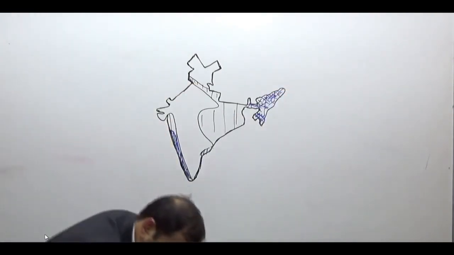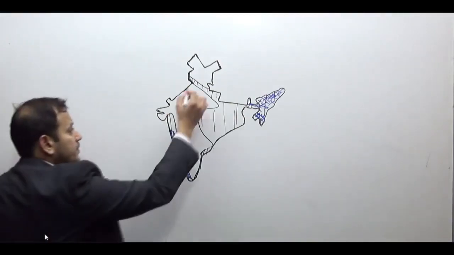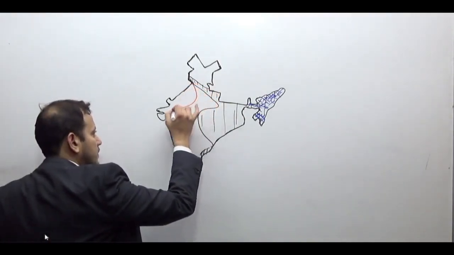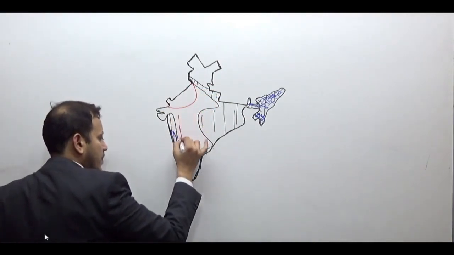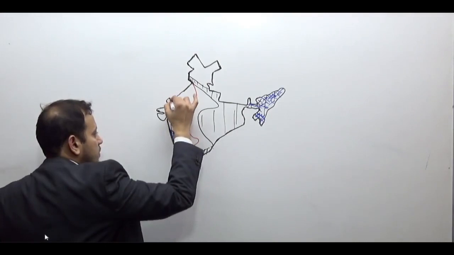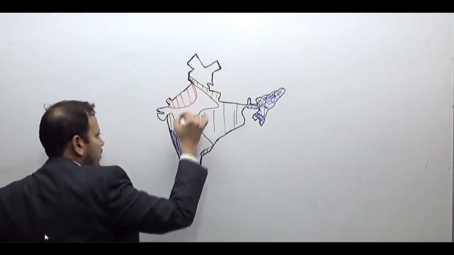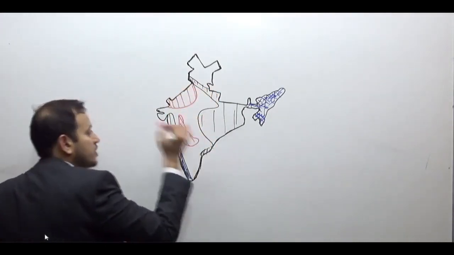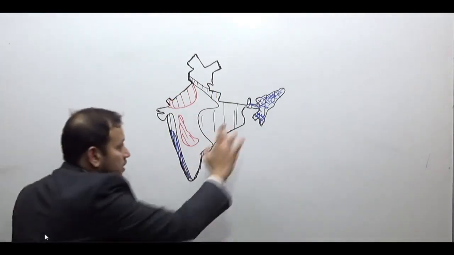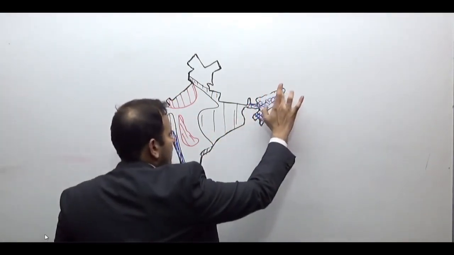After that, we had the other line: the region which receives less than 50 centimeters of rainfall. Now, based on this, I am rubbing this.